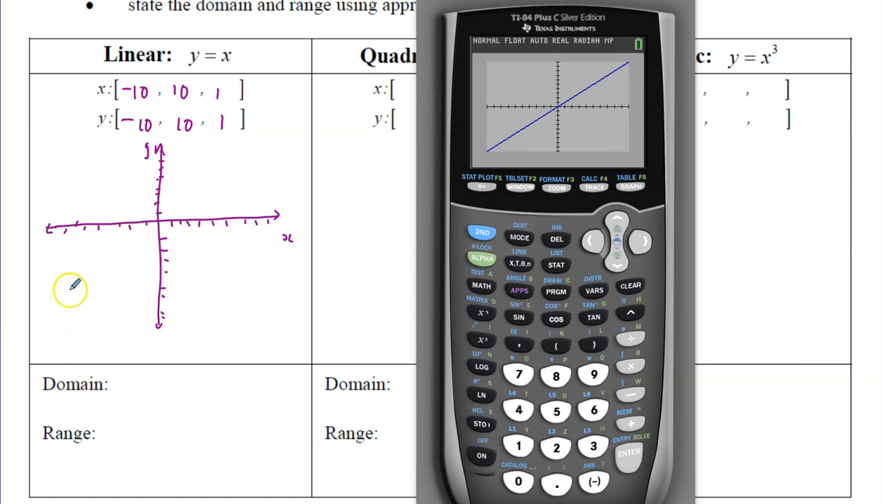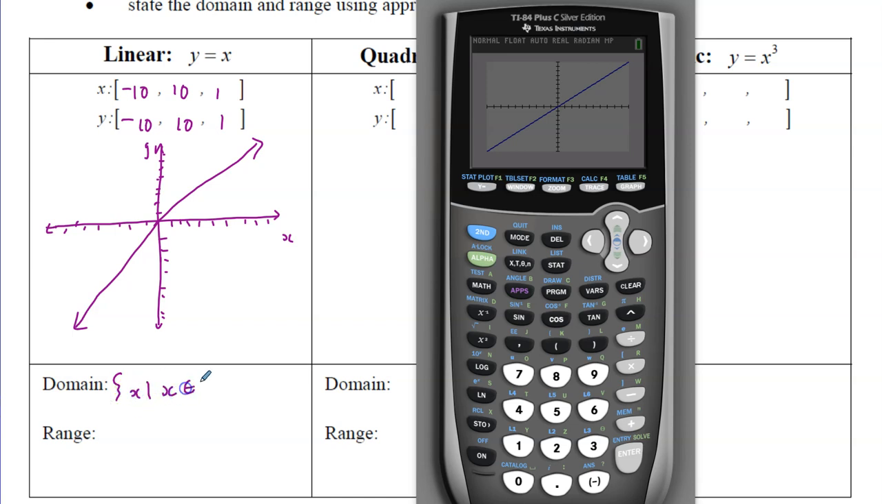If you're doing it on a diploma, you might be a little more careful. And let's sketch the graph. We're going to put arrows on because we know that the graph continues in both directions. The domain, linear: set of all x such that x belongs to the reals. And the range: set of all y such that y belongs to the reals. And there we go. There's our first graph, the linear graph.